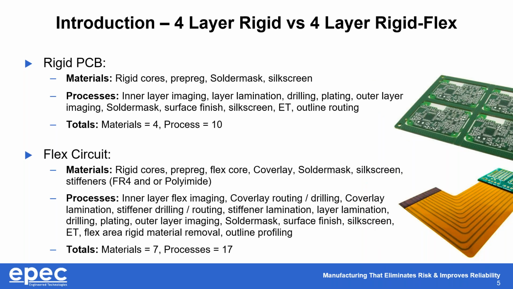Moving on to a 4-layer rigid versus a 4-layer rigid flex. I'm not going to go through all of the details of the process steps, but the significant element here is that the materials increase from 4 different types of materials and 10 process steps in a rigid PCB up to 7 different types of materials and 17 process steps. So every time you have more materials, you have additional costs. Every time you have more process steps, you have additional costs and additional time required to manufacture the flex or the rigid flex.